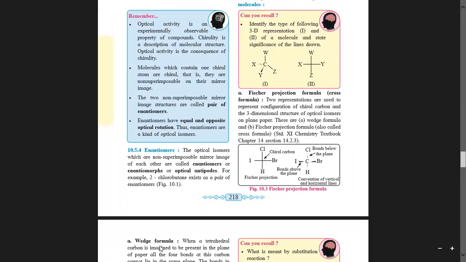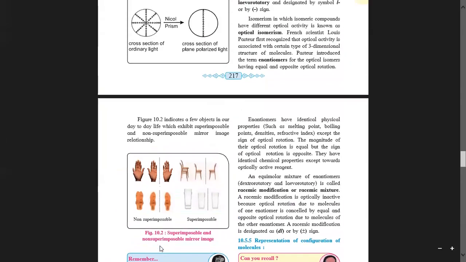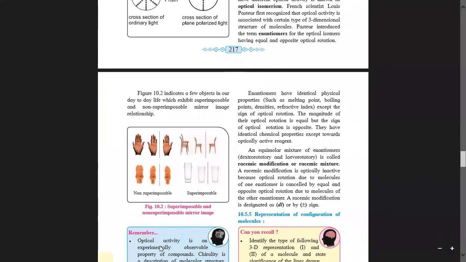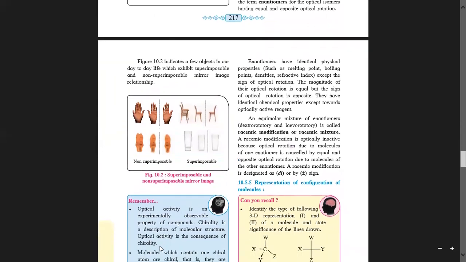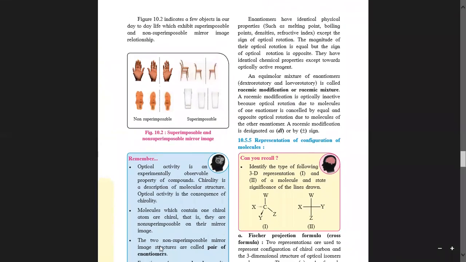So these are the examples of superimposable and non-superimposable mirror images. Optical isomers having non-superimposable mirror images are called enantiomers. These are also called enantiomorphs. They are also called optical antipodes. An example of this, which we had already studied, is 2-chlorobutane. So it shows these enantiomers or optical antipodes.